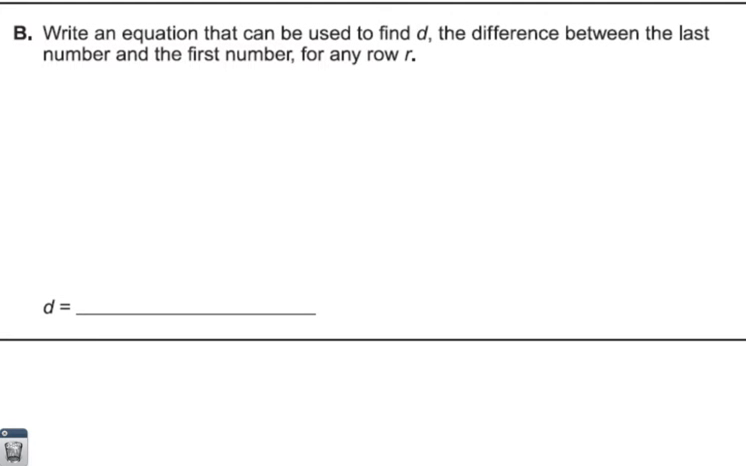Part B talks about writing an equation. Now here's where we get a little bit heavy. Wrap your brain around this, please. Write an equation that can be used to find D, the difference between the last number and the first number for any row R. And you see here, they already have it started for you. D will equal, and then somewhere in here there's going to be an R that tells the story, the relationship between the row number and the difference between the first and last numbers in that row.